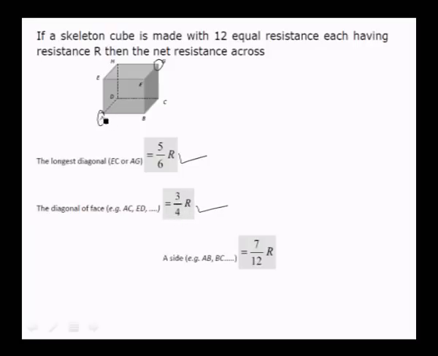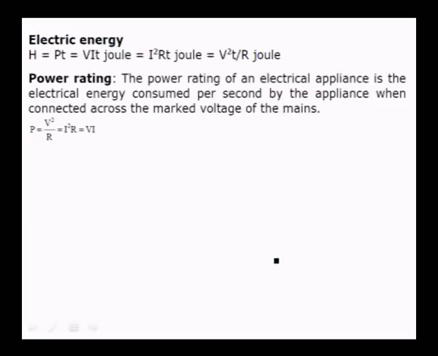We are going to calculate the resistance between A and B, which is equal to 7 divided by 12 R. Electrical energy is dissipated in the form of heat, which is given by H is equal to P T, where P is power and T is the time interval. Power can be written as voltage into current into T, expressed in joule.